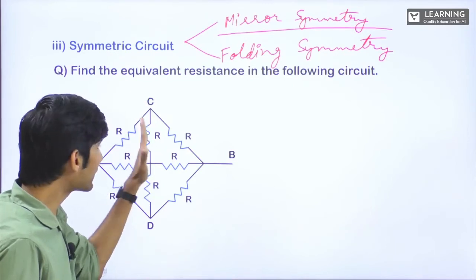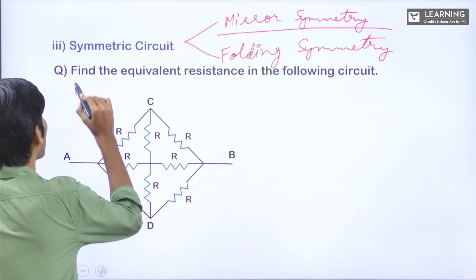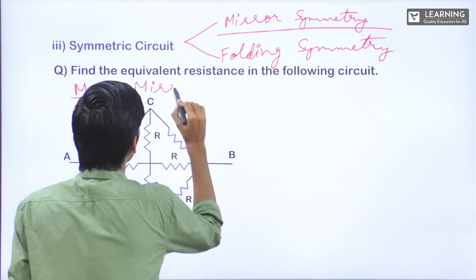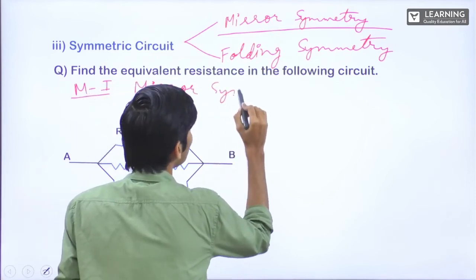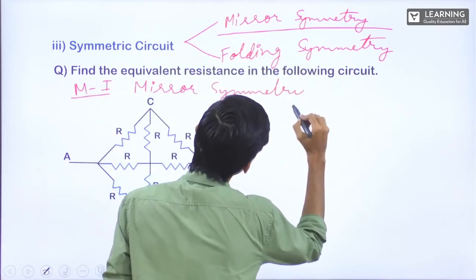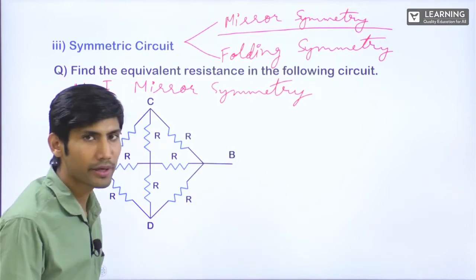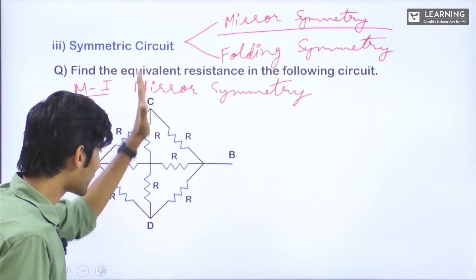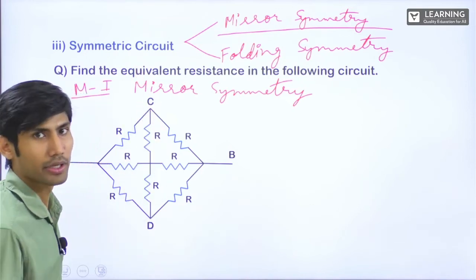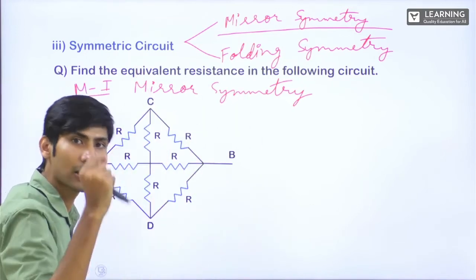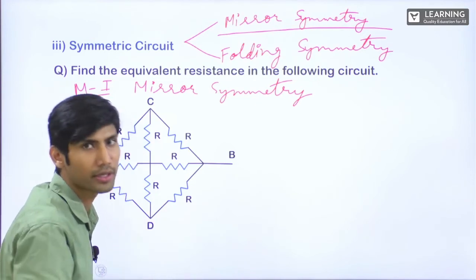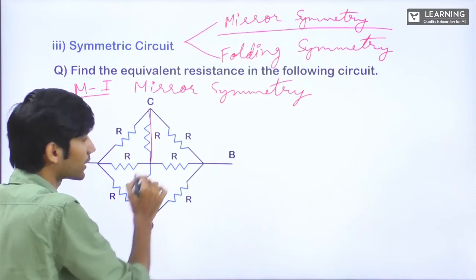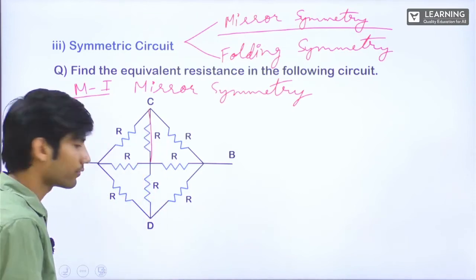So, method 1, mirror symmetry. If there is a mirror symmetry, we can remove all the wires which are along the mirror. If there is any connection along the mirror, we can remove that connection. Whether it's a short circuit, suppose there is no resistance, if it is a direct wire also, I can remove it.